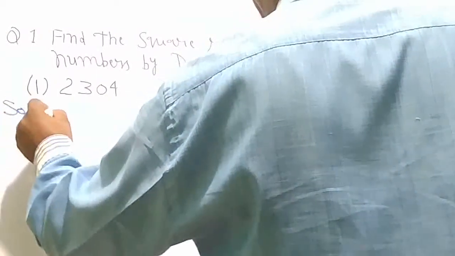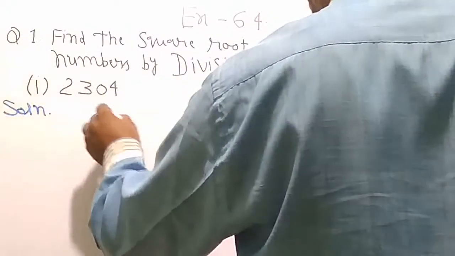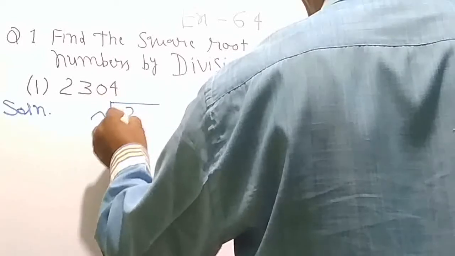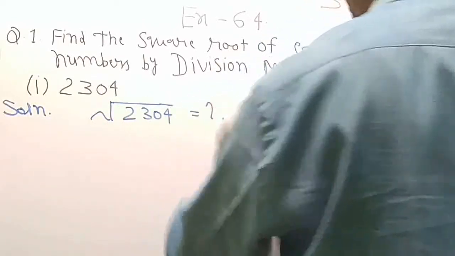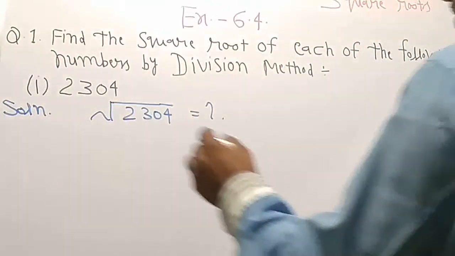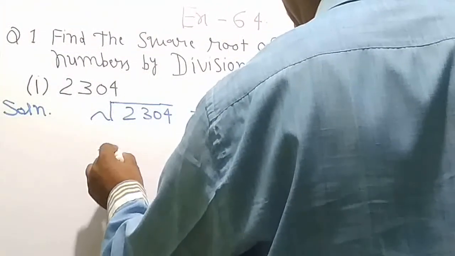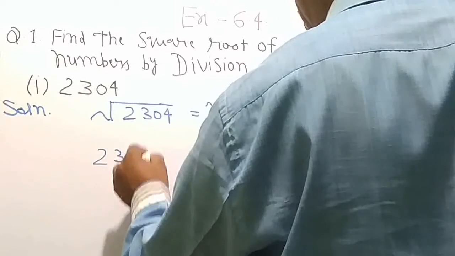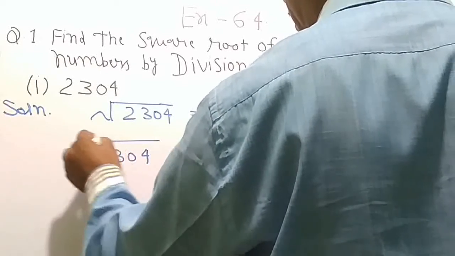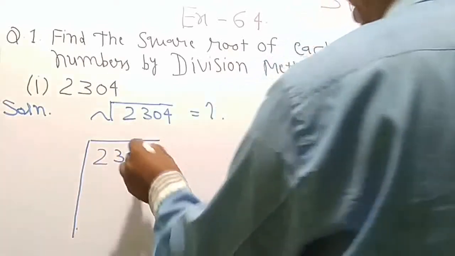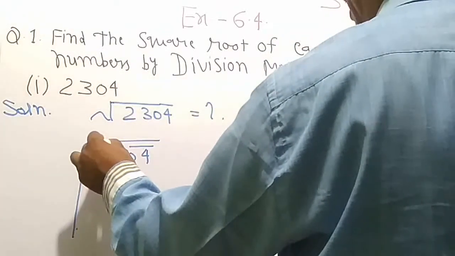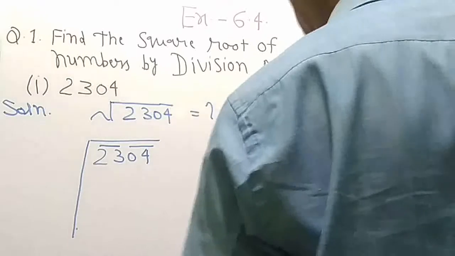Now in the solution we write: square root of 2304 is equal to question mark. It means first we make pairs of 2304. The first pair is 04, and the second pair is 23.